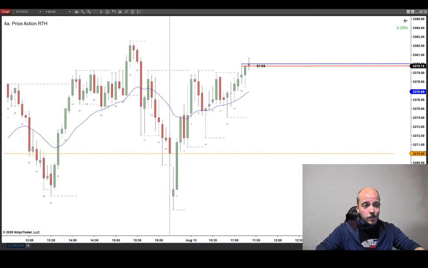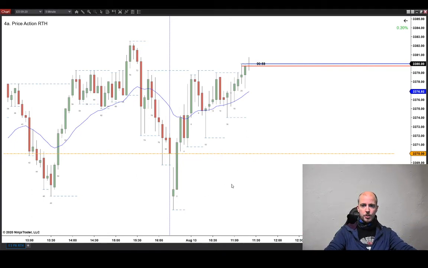All right, so taking a look at gaps. Gaps are, again, a weird beast in terms of how you want to approach them. So let's take a look at a couple different examples of gaps, and that will give us an idea of the approach. This is today's price action. We had a small gap down.